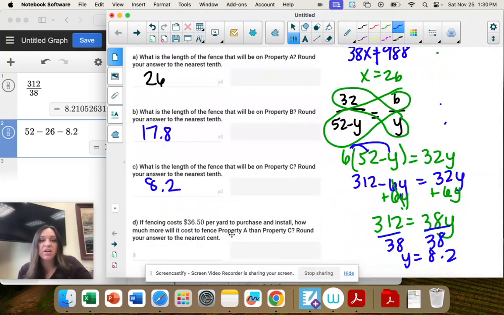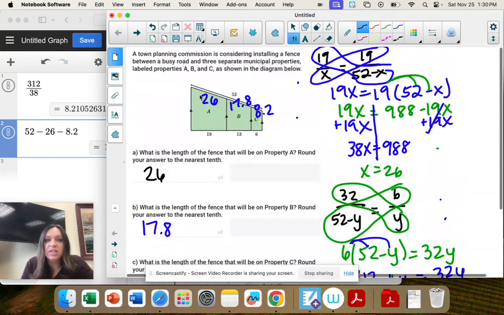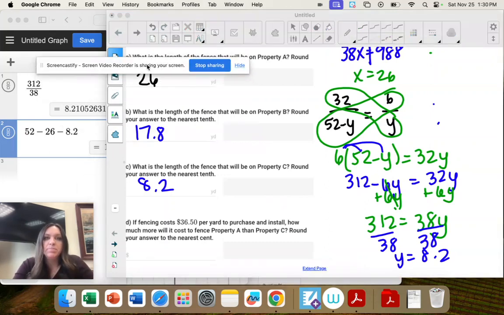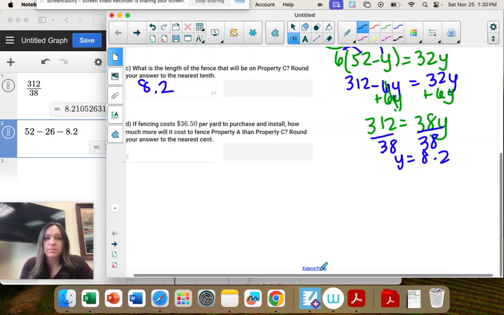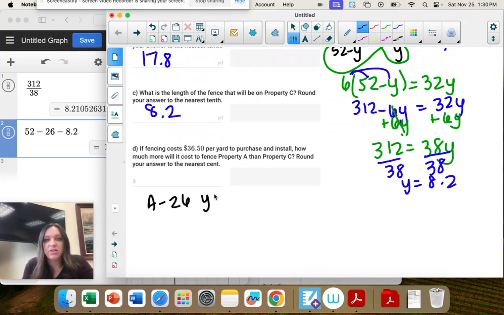Perfect. If fencing costs $36.50 per yard to purchase and install, how much more will it cost to fence property A than property C? Round your answer to the nearest cent. Okay, so $36.50, and we just found the side length. So for A, it is 26 yards.